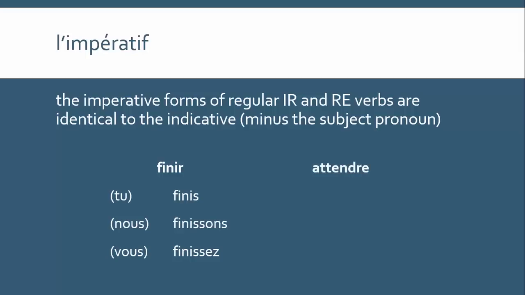Similarly, attendre is a regular RE verb and it means to wait. Its imperative forms are attends, attendons, attendez. So if you know your present tense indicative, this is very easy.